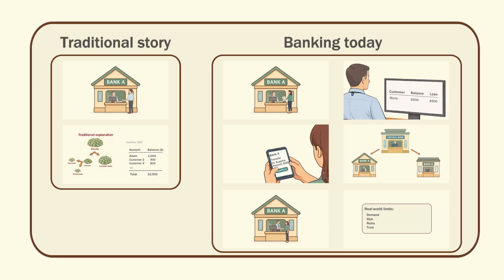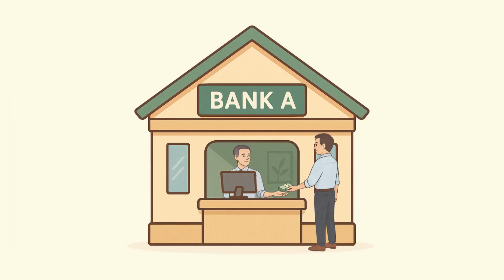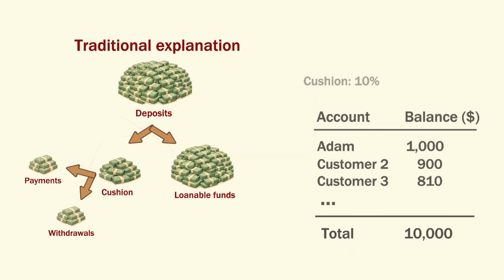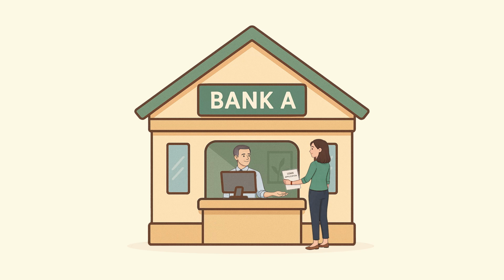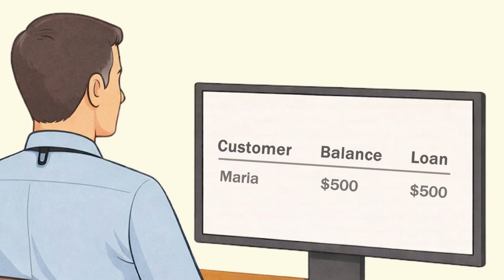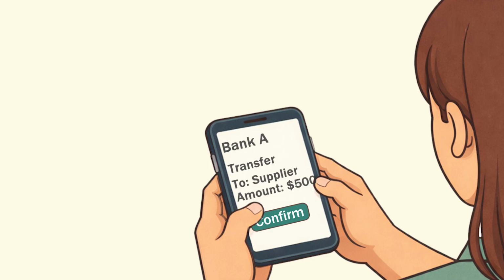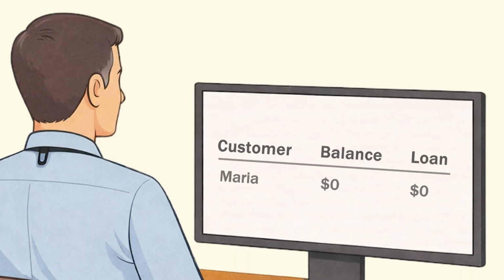Let's tie it all together. Adam's deposit simply moved existing cash into the bank. The traditional multiplier story tried to explain how banks could expand that money, but it's really just a simplified story. In today's world, when Maria took a loan, the bank created new money. When she spent it, that money began circulating through the economy. And when she repaid the loan, that same money was destroyed.